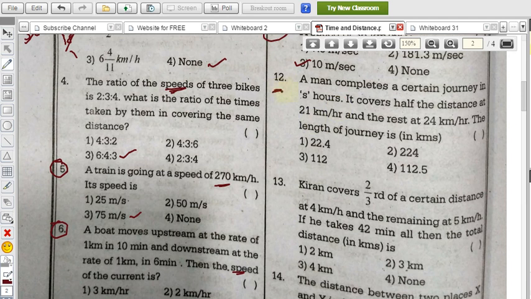Let's take this exercise. A man completes a journey in 5 hours. He covers half the distance at 21 kilometers per hour and the rest at 24 kilometers per hour. What is the length of the journey? Length of the journey means the distance. Covers half of the distance at 21, the remaining at 24.